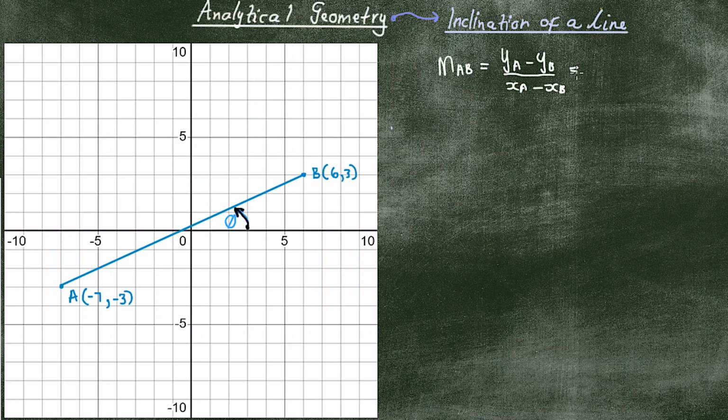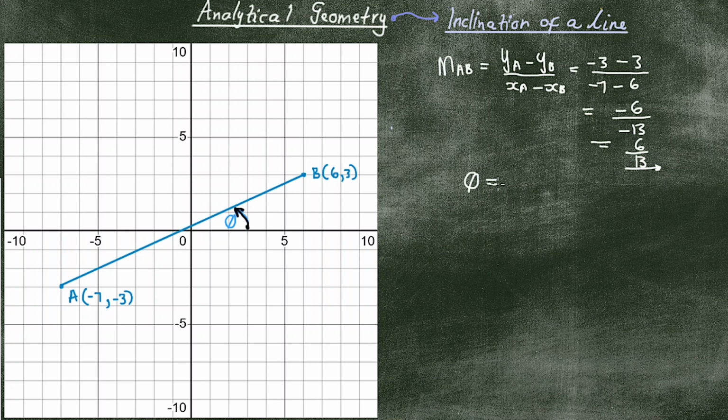So this is YA, that's negative 3, minus YB, that's 3, over XA, that's negative 7, minus XB, that's 6. So it's minus 6 on top, minus 13 as our denominator. So dividing, we get 6 over 13. So this is our gradient. Now let's calculate the angle of inclination for this line.